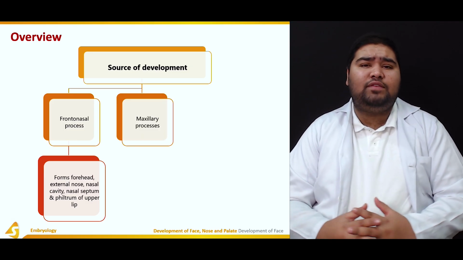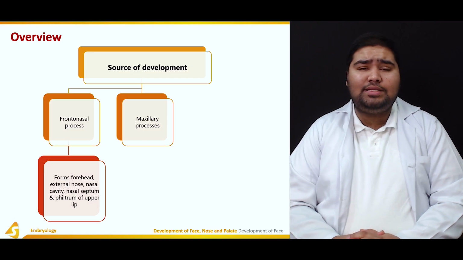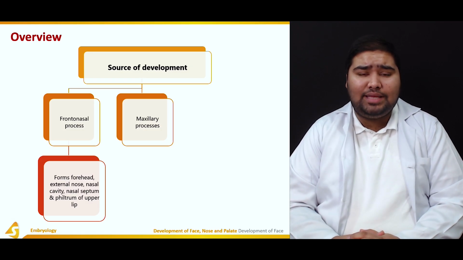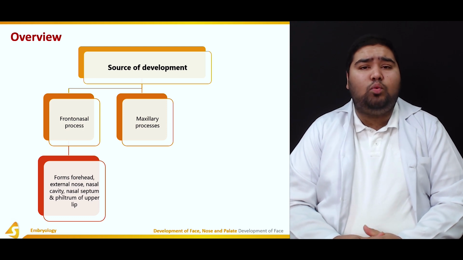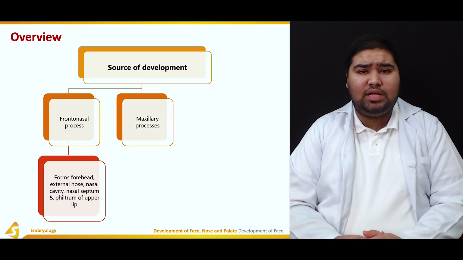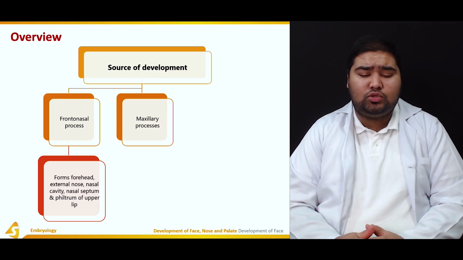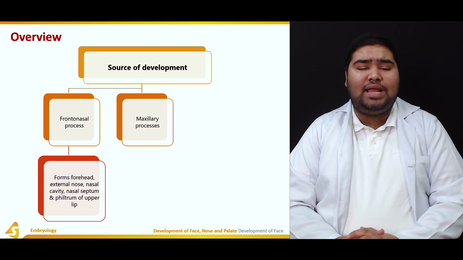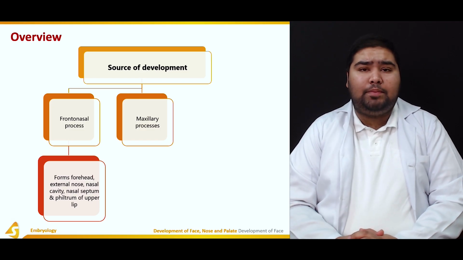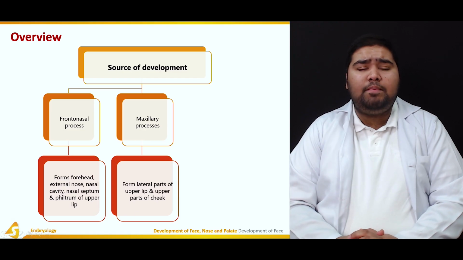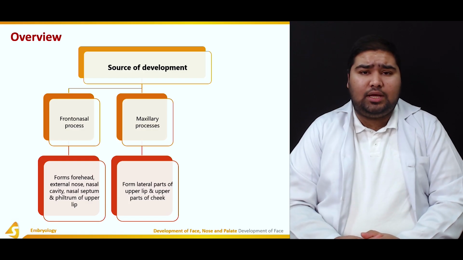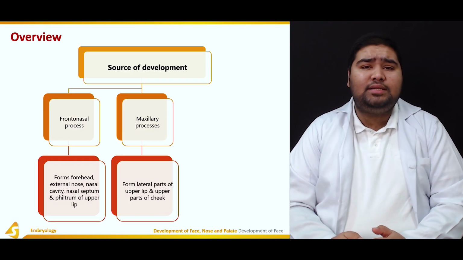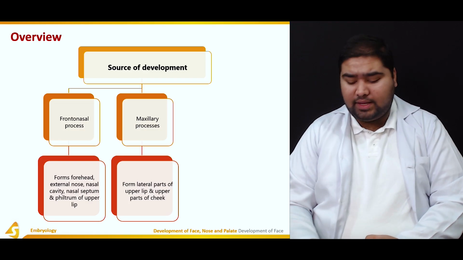So moving on, we have the maxillary process. 2 maxillary swellings also appear in the maxillary area, the area of the upper jaw. Frontonasal swelling was only 1 in number. However, these maxillary swellings are 2 in number. They are paired swellings, and they give rise to the lateral parts of the upper lip and the upper parts of the cheeks. So if you keep in mind the anatomy of this swelling as to where the swelling actually appears, you will easily remember the structures it gives rise to in the adult face.